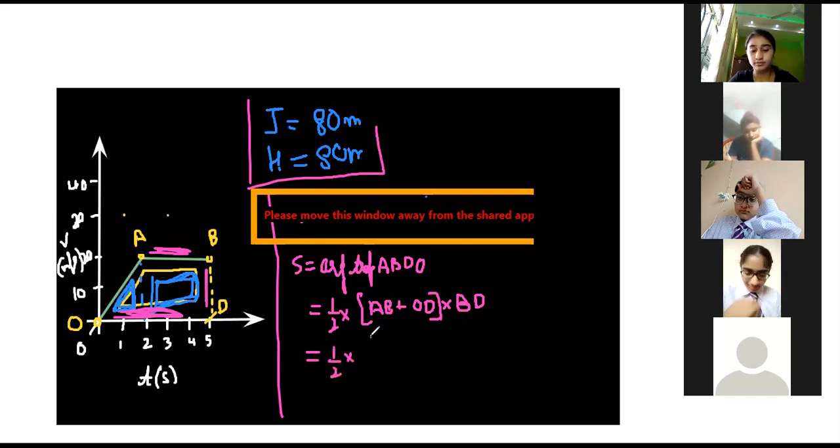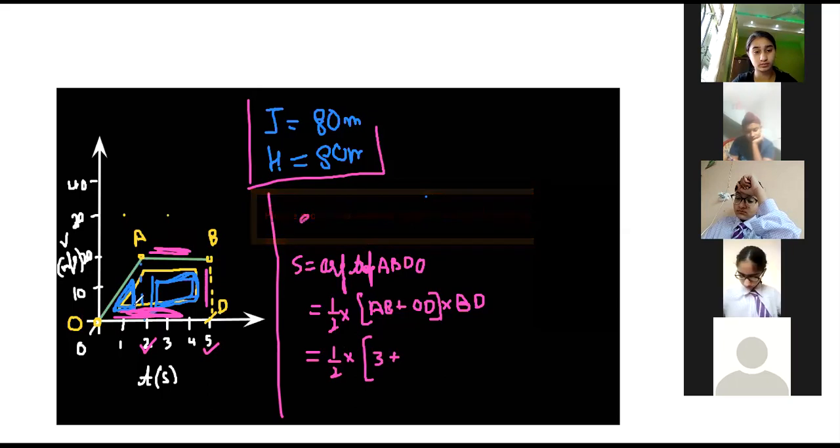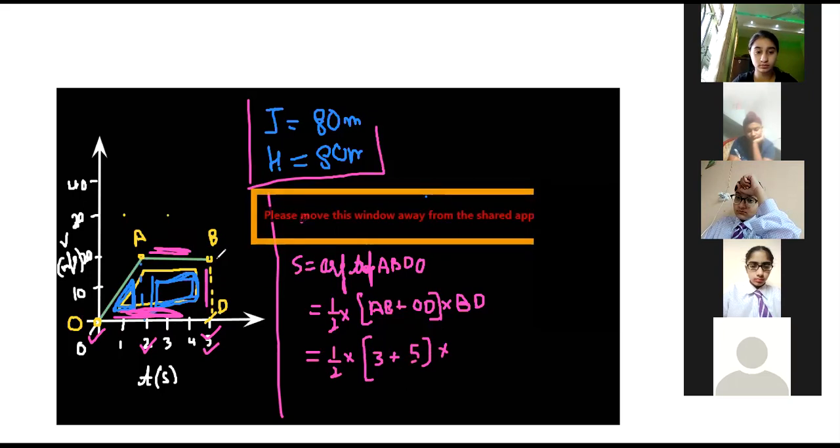If you see the value of AB, AB starts from 2 and goes till 5. So 5 minus 2 is 3, plus OD. OD starts from 0 and goes till 5, so 5 minus 0 is 5. Multiply by height BD. Okay, BD, check the value. It goes from 0 till 20. So 20 minus 0 is 20.